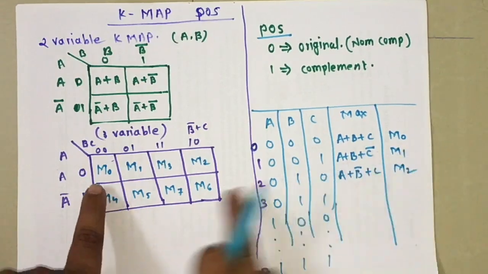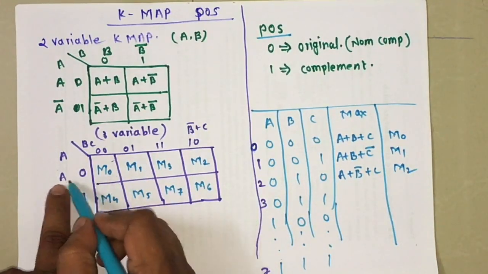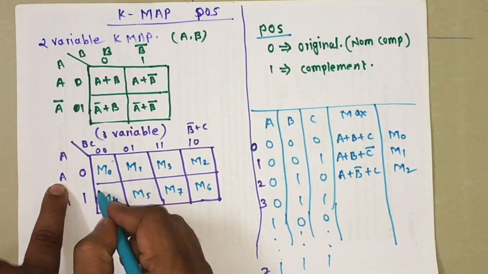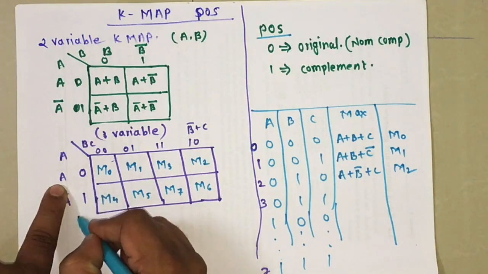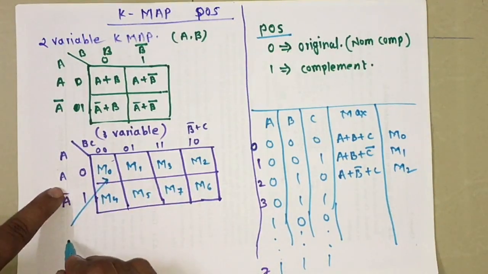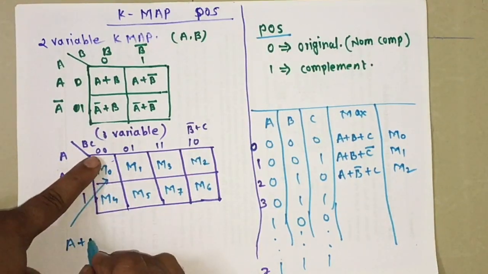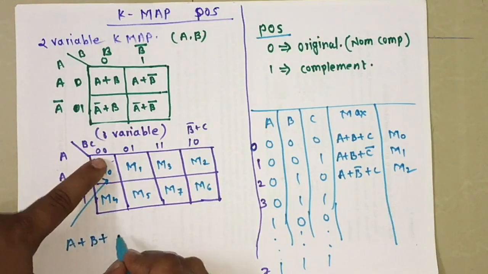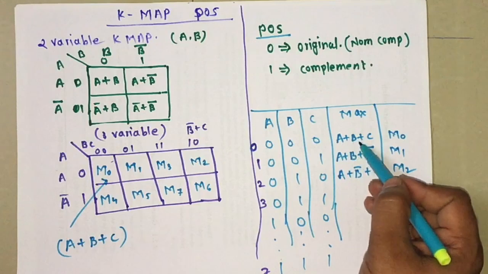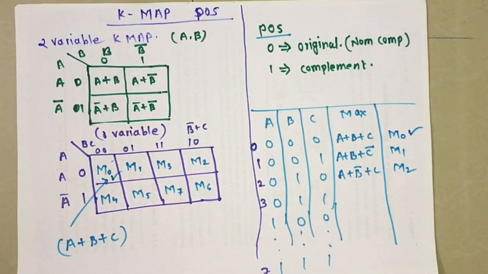Now let us see what M0 means. You can see here the row value is A. Here we have to write the sum term. So I will write the term for this square box: row value A plus column values B plus C. A plus B plus C, M0, that is A plus B plus C. So here we have verified that it is the correct term.